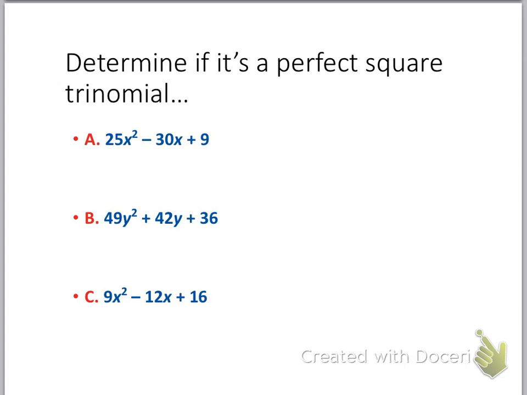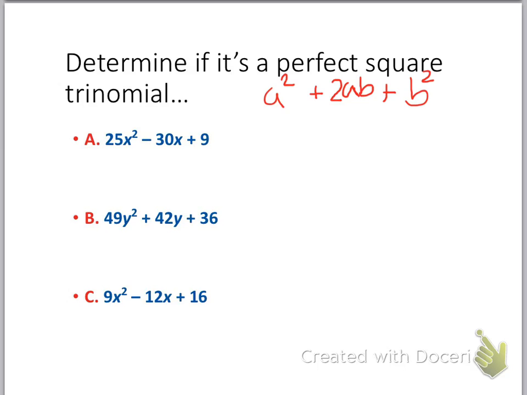How do we decide if it's a perfect square trinomial? Well, in order to be a perfect square trinomial, the first number must be squared. Let's do it with a's. A squared. And the last number must be squared. And if you recall, the middle number has to be double the first number times the second number.